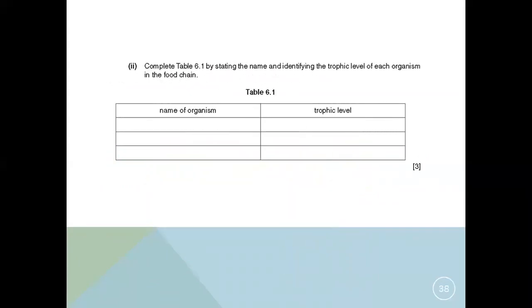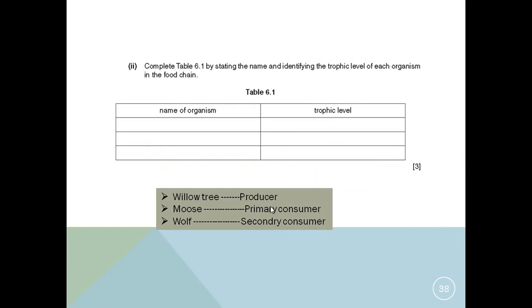Now here is the question I already discussed with you: by stating the name, identify the trophic level of each organism in the food chain. The trophic level means whether it is producer, primary consumer, secondary consumer, or tertiary consumer. What is their feeding level? Trophic level is actually the feeding level of an organism. So the first one we have is the willow tree, it's a producer, right? So the trophic level of it is producer. Moose is a primary consumer, and wolf is a secondary consumer.